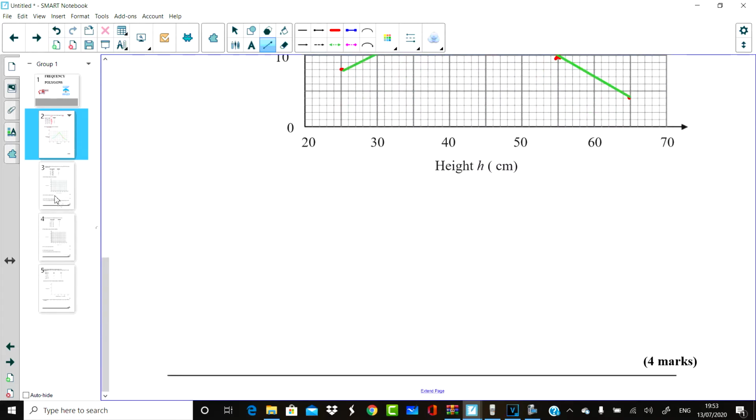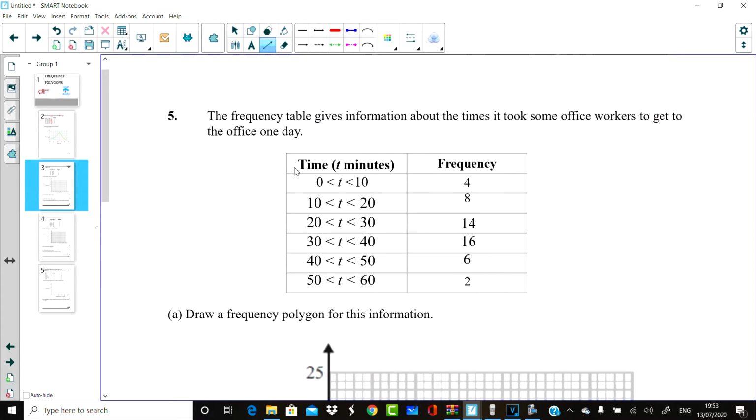Now we'll move on to the second question. It says the frequency table gives some information about the times it took some office workers to get to the office one day. So we have our time on the left side of this table, and we have the frequency. So again, we're not going to plot these numbers. We're in fact going to make a separate column that has the midpoints for each of these class intervals, and then we're going to plot these on the x-axis against frequency on the y-axis.